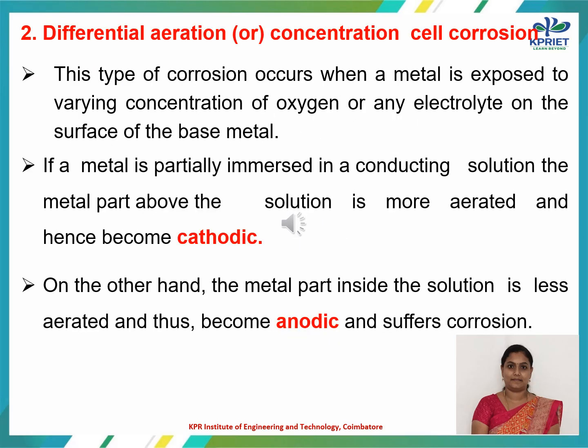The second type of electrochemical corrosion is differential aeration or concentration cell corrosion. Differential aeration corrosion occurs when the same metal is exposed to two different oxygen atmospheres in the presence of an electrolyte. If the metal is partially immersed in a conducting solution, the metal part above the solution is more aerated and hence becomes cathodic. On the other hand, the metal part inside the solution is less aerated and thus becomes anodic and suffers corrosion.